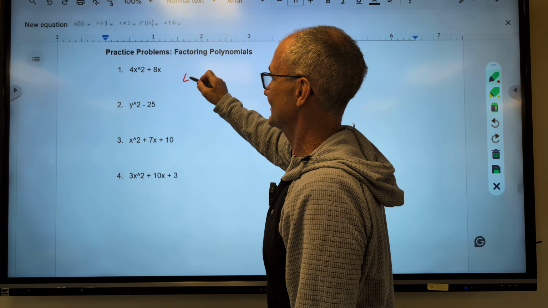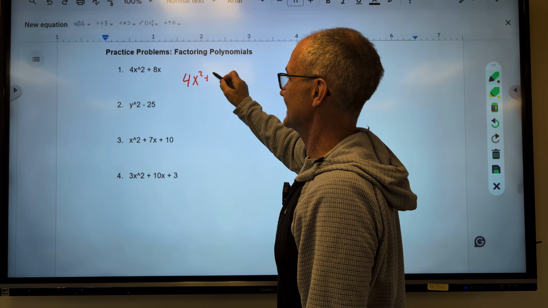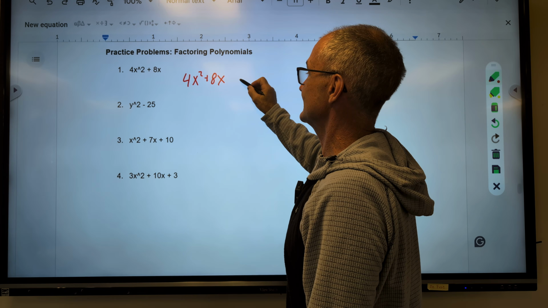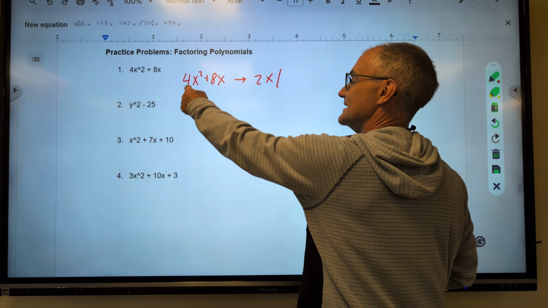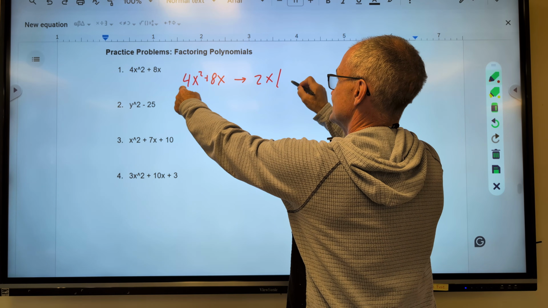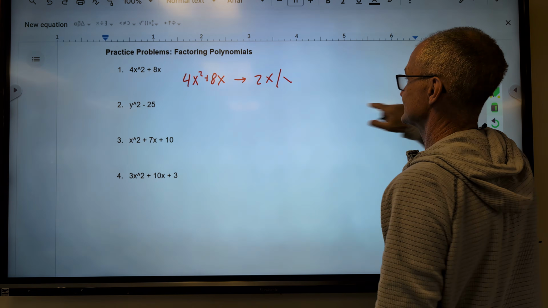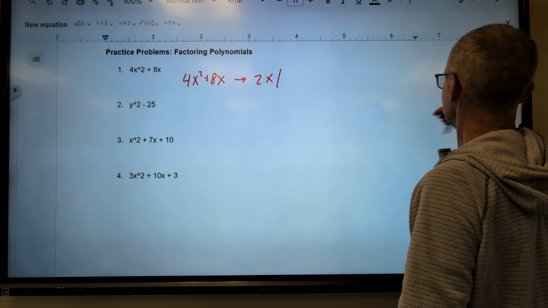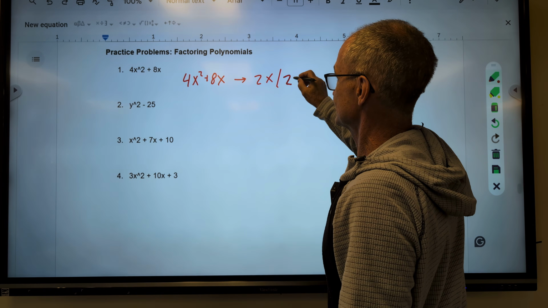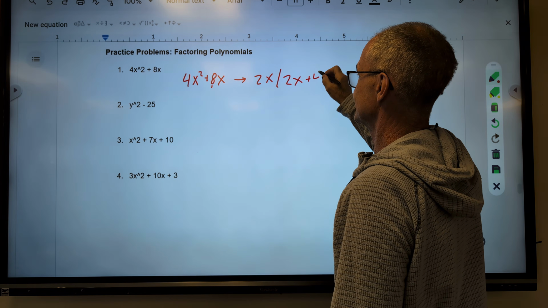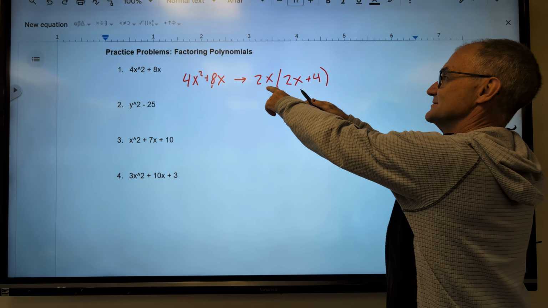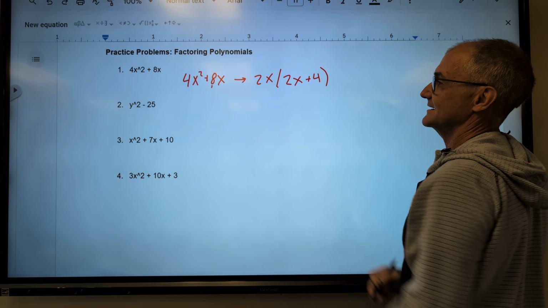Number 1, 4x squared plus 8x. Common term in here is a 2x. I pull that out front. 2x out of this is going to leave me with a 2 and an x. Pull a 2x out of here, it's going to leave me with a 4. Double check, distribution, 4x squared plus 8x.